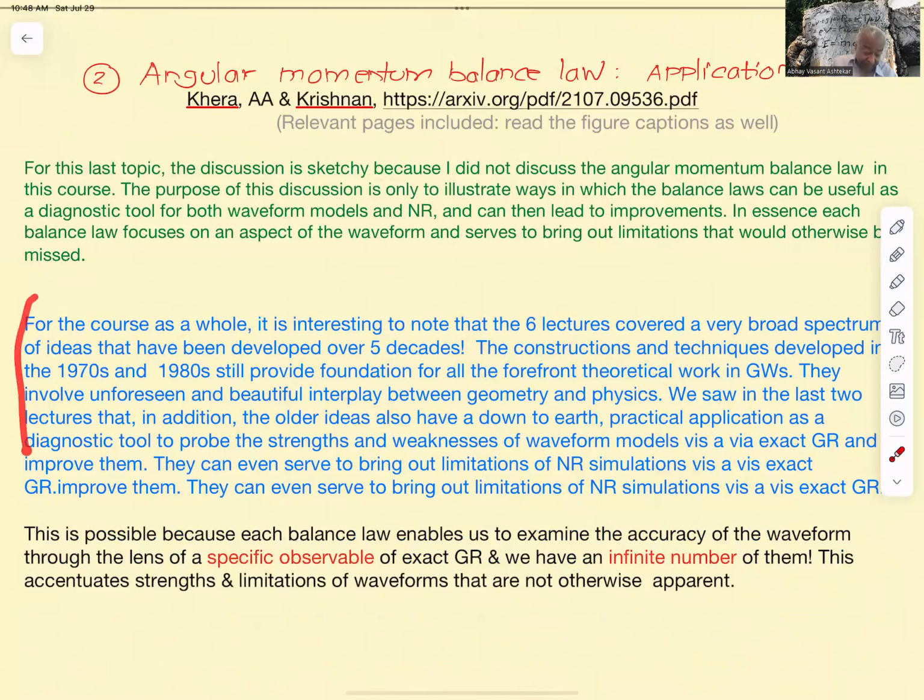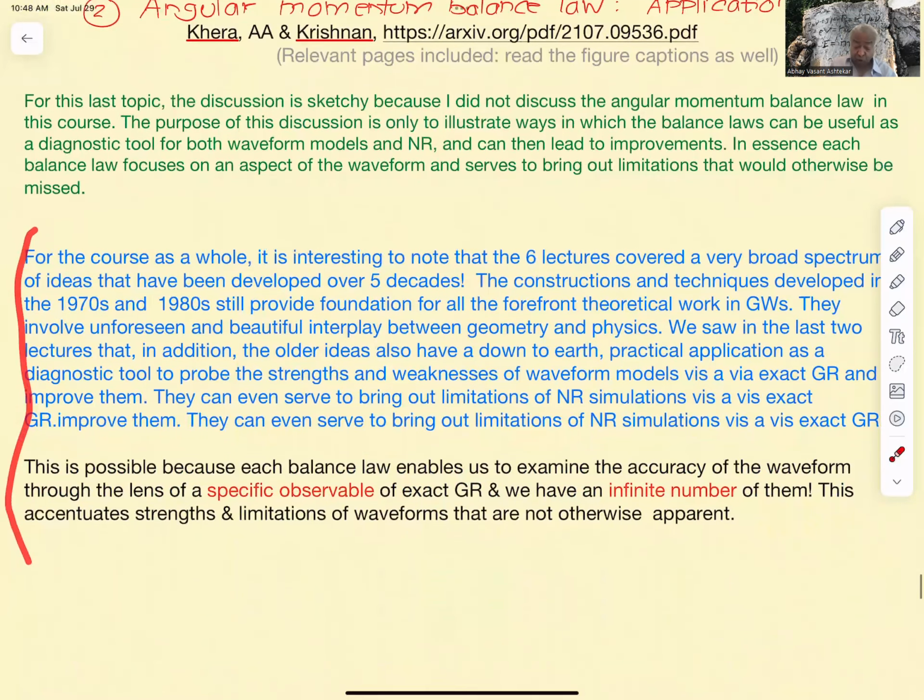So let me just summarize here. For the course as a whole, it is interesting to note that the 6 lectures covered a very broad spectrum of ideas that have been developed over 5 decades. The constructions and techniques developed in the 70s and 80s still provide the foundation for all the forefront theoretical work in gravitational waves. They involve an unforeseen and beautiful interplay between geometry and physics.